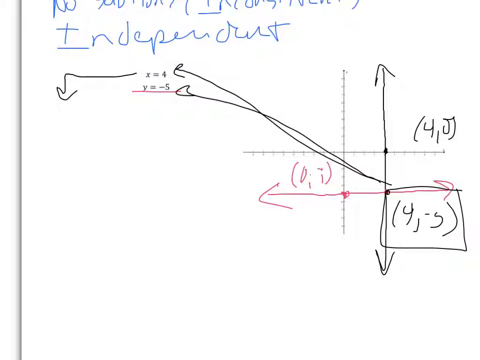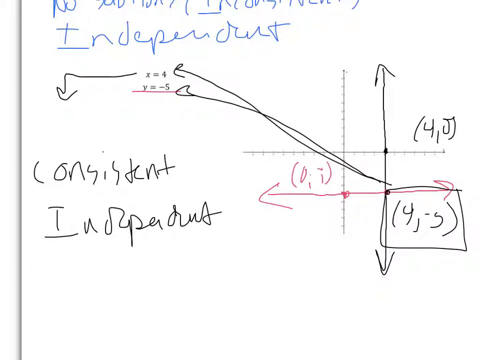So because there is a solution, at least one solution, we say it's consistent with the solution (4, negative 5), the ordered pair. And because we have two different lines, this is said to be independent. So consistent and independent because we have the solution.